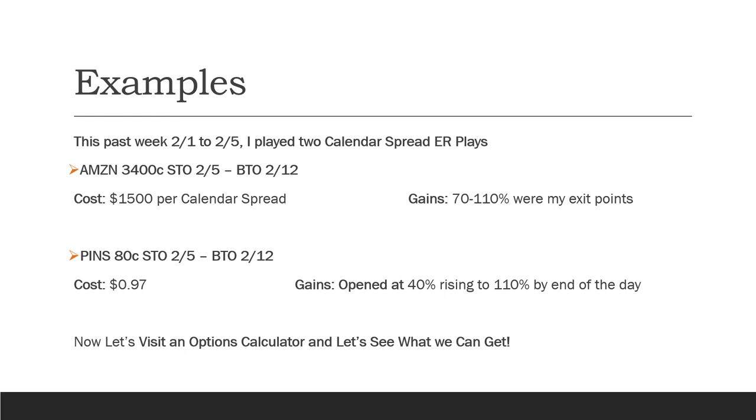So it gained a lot more value throughout the day because the front dated option was expiring quickly. So there was a lot of time value that we could capture on that. Now I'm just going to visit an options calculator and we can play around with it and see some examples of stuff we can look at. If anyone has any plays or tickers they want to look at, just put it in the chat and we can take a look and see if we can find any plays for it.